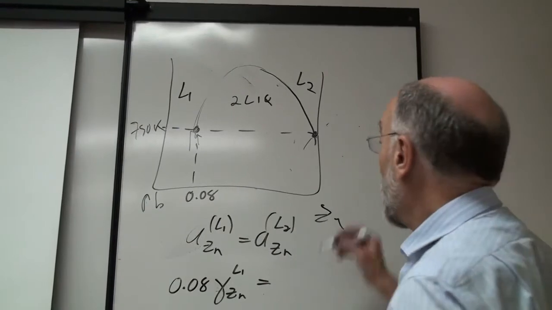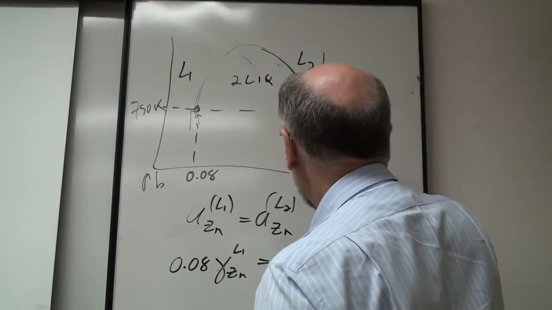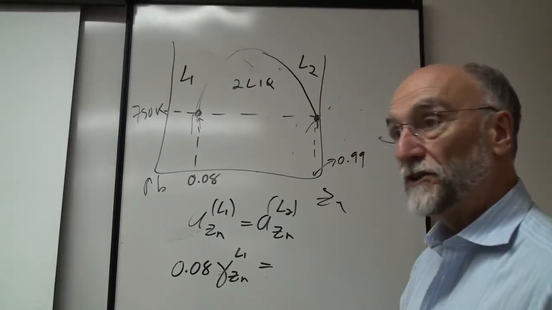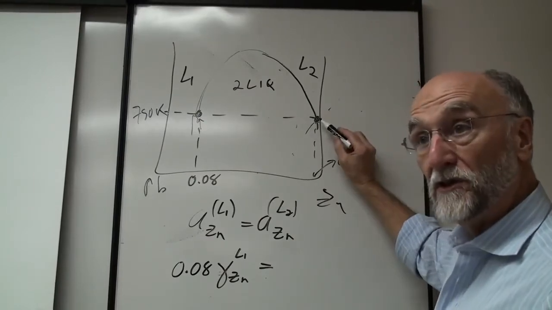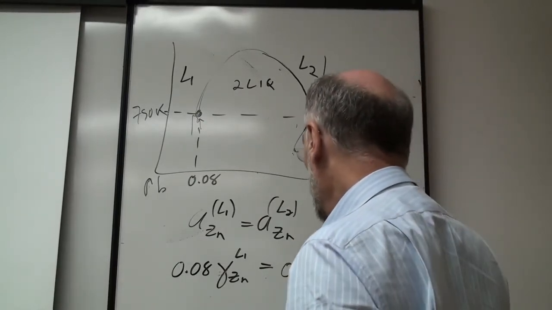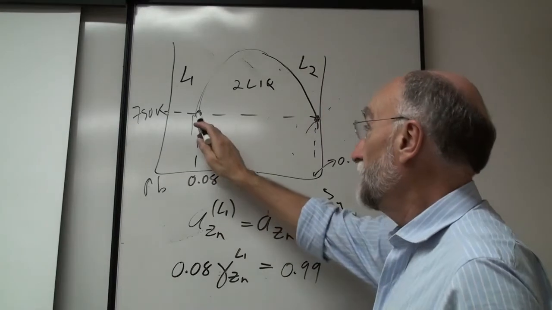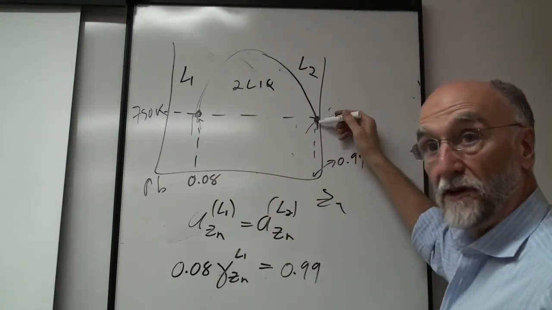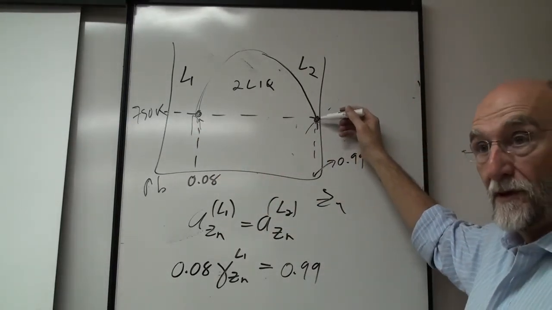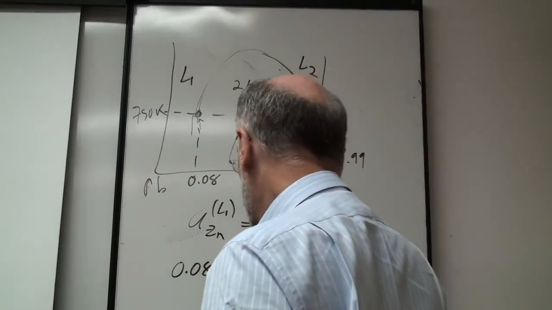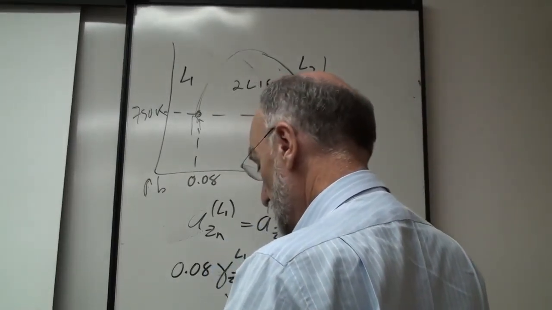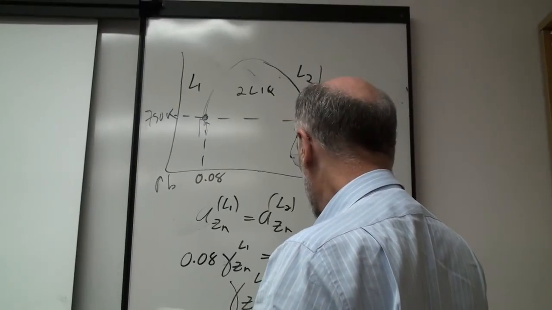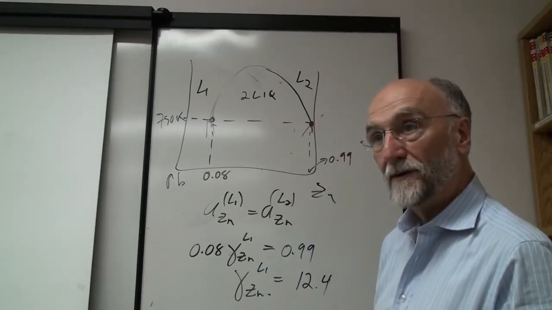equals the activity of zinc in liquid 2, and this point here is about 0.99 mole fraction of zinc, so this is a Raoultian solution. So it's 0.99. The activity coefficient of zinc here can be calculated from this two-phase equilibrium, and we get gamma of zinc in liquid 1 equals 0.4 from the phase diagram.